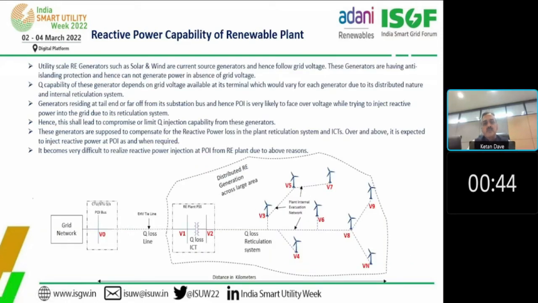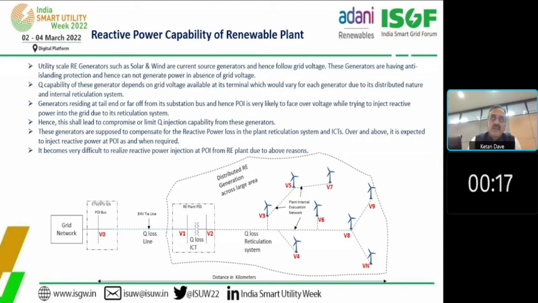Here we try to touch upon the reactive power capability of the RE power. Yes, as it has been discussed, all WTGs or inverters are distributed across a large network, so different voltages we try to project here. And if we talk of demonstrating the reactive power capability at the ISTS remote end, the point of connection, then there are a lot of challenges.